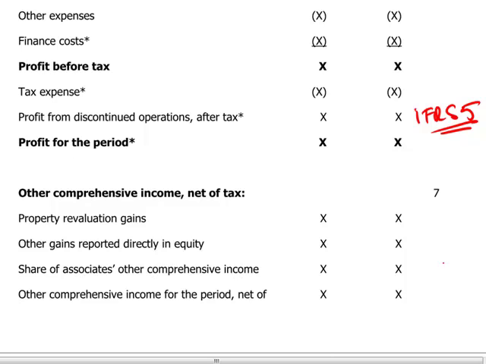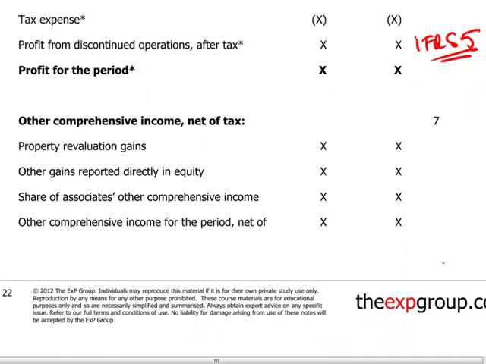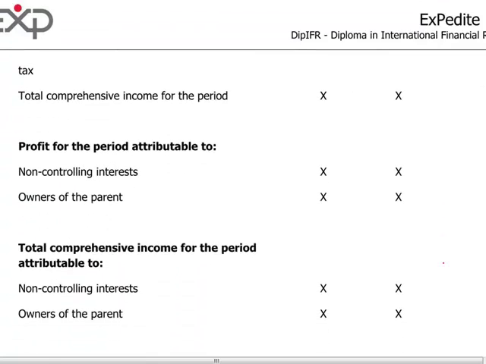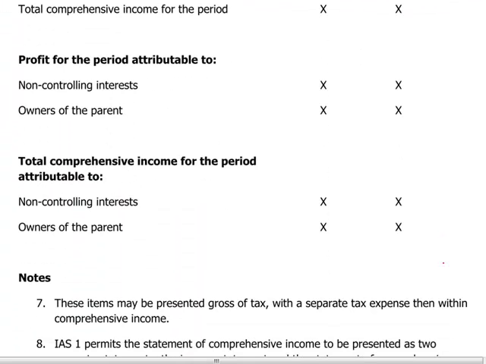Then we show the profit for the period, and if we're using one single statement, we will list anything else that is reflected in comprehensive income, and that would be property revaluation gains. There will be other gains which are reported directly in equity, share of associates' other comprehensive income, and a total line for other comprehensive income for the period. The profit reported will be split, if we are talking about the group scenario, between the parent and non-controlling interest.